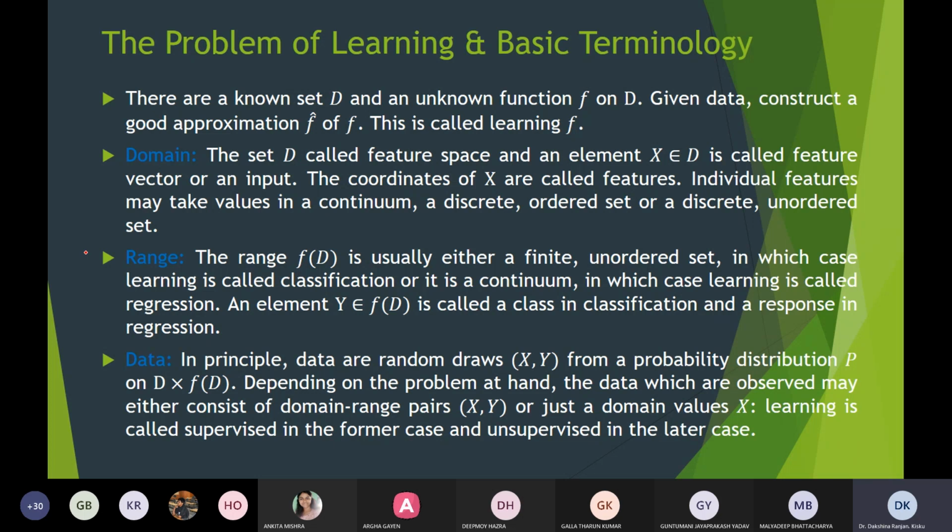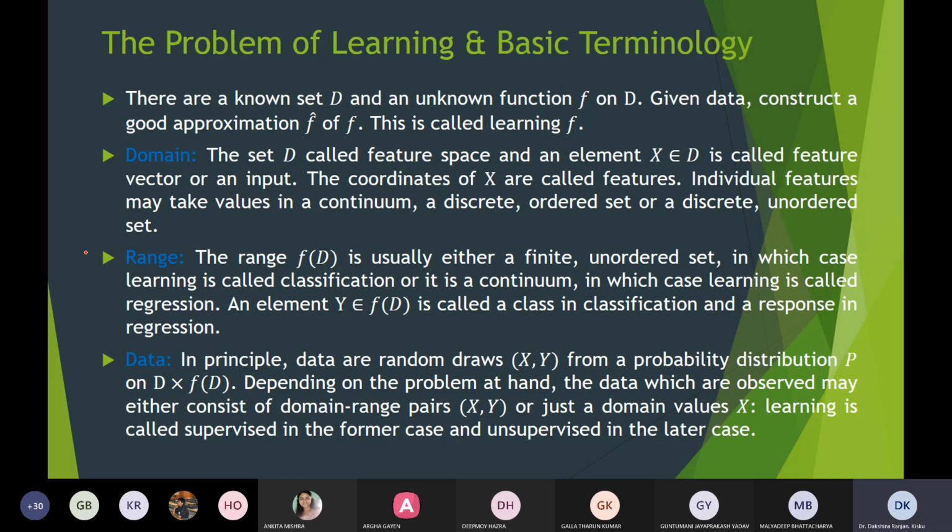That means the intensity values will have x coordinates and y coordinates. These x and y coordinates will be referred to by x. So these x are the features. Now individual features may take values in a continuum, a discrete ordered set, or a discrete unordered set. These are the characteristics of the features. So features may come as continuous values or discrete values, ordered sets or unordered sets. These are the different characteristics of individual features that may be found in the feature set or feature vector.